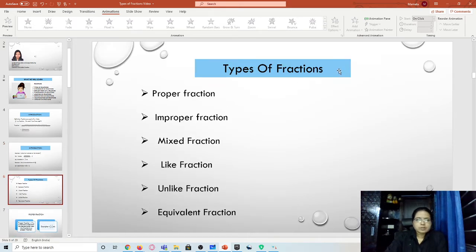Now types of fractions. Fractions are of 6 types. First is proper fraction, second is improper fraction, third is mixed fraction, fourth is like fraction, fifth is unlike fraction, then equivalent fraction. We will discuss all these types of fractions one by one.